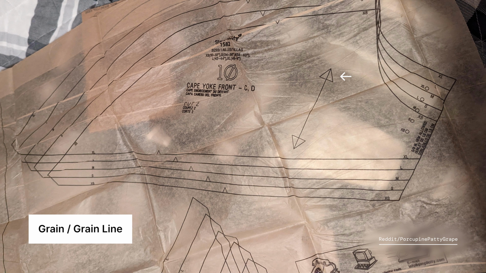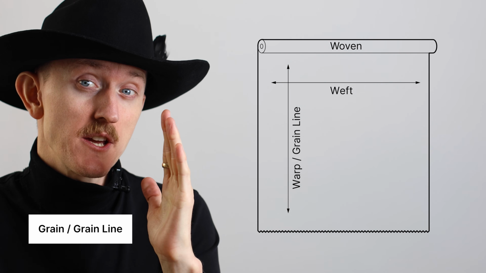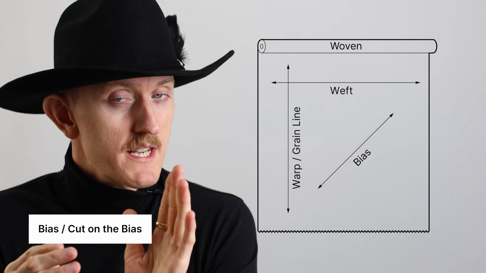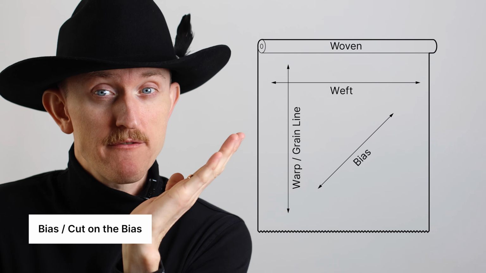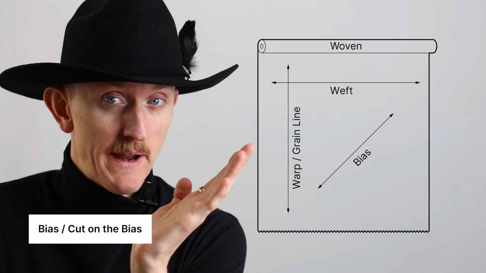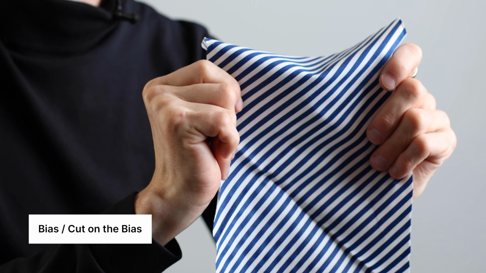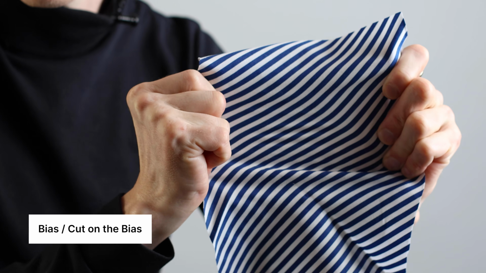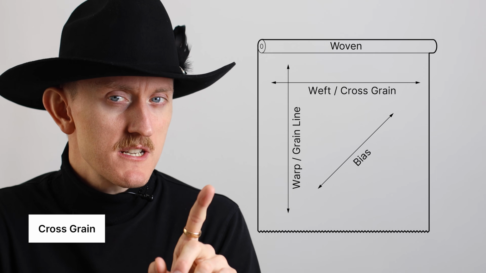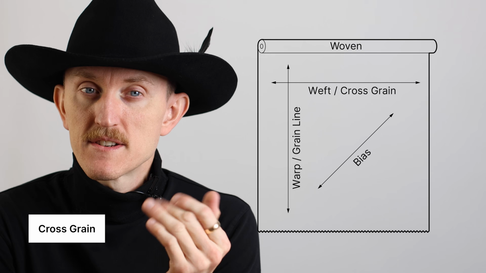On your patterns, you're often going to see a line with some arrows on it, and it's called the grain line. We want the grain line to align with the warp yarns. If you're told to cut something on the bias, or there's mention of a bias cut, that means you want it at a 45-degree angle from the grain or warp of the fabric. The reason for cutting something on the bias is because it adds a little bit of stretch into an otherwise unstretchy fabric. The cross grain runs in the opposite direction of the grain, or more specifically, it aligns with the weft of the fabric.